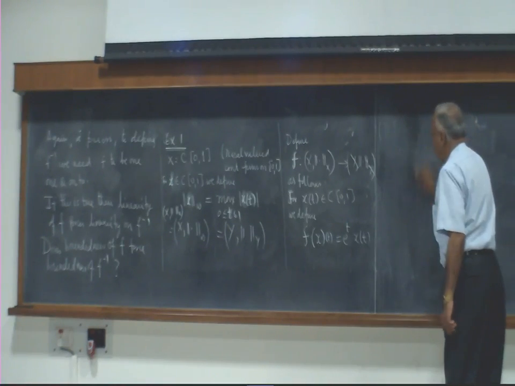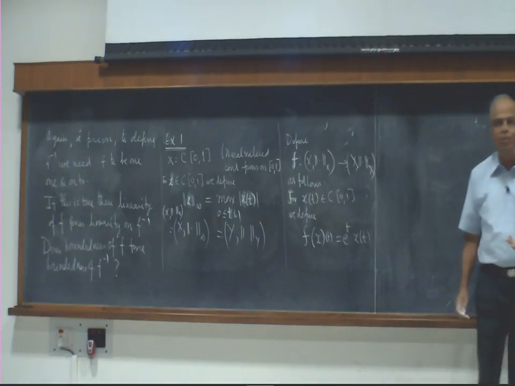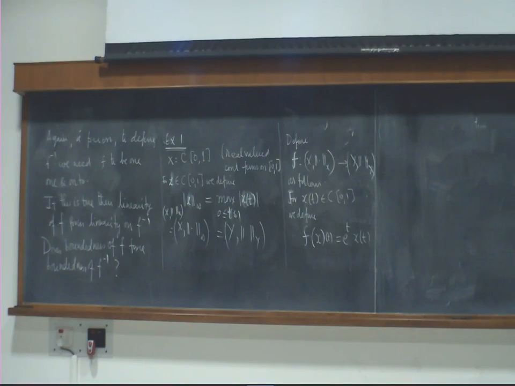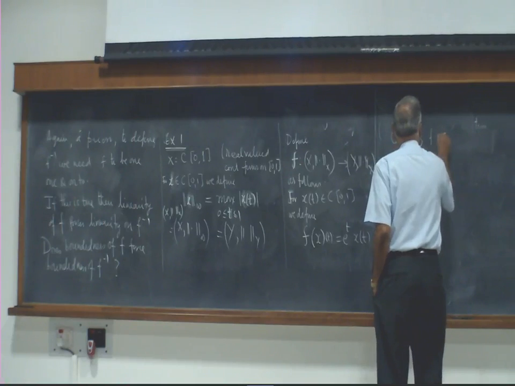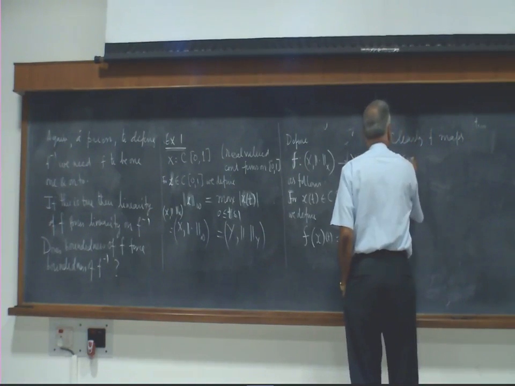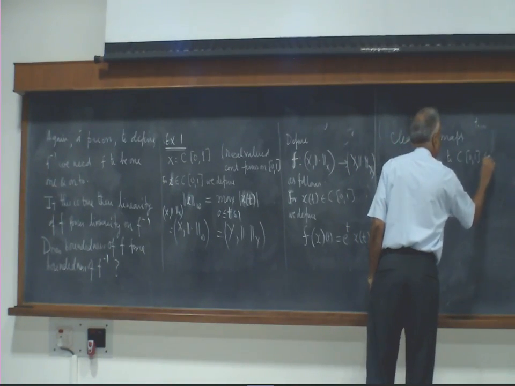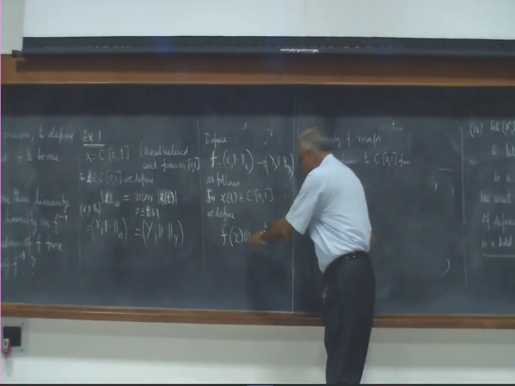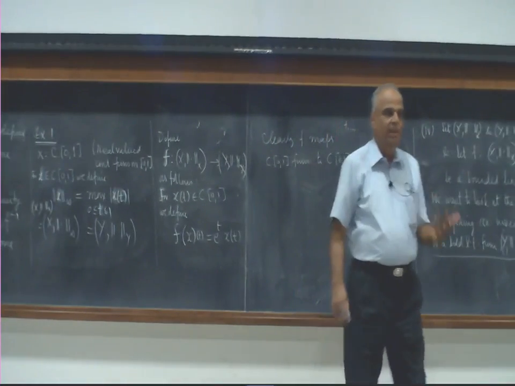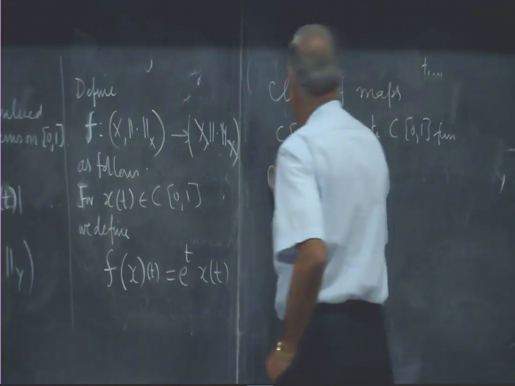So now I want to make sure it is linear. First of all, clearly it maps continuous functions to continuous functions. If x(t) is continuous, e to the t is obviously continuous, so e to the t times x(t) is also continuous. So clearly f maps C[0,1] functions to C[0,1] functions. So that's no problem. It's a function from there to there. Clearly it's linear because f of (x plus y) is e to the t times (x(t) plus y(t)), which is e to the t x(t) plus e to the t y(t), and constants are also multiplied. So clearly f is linear.